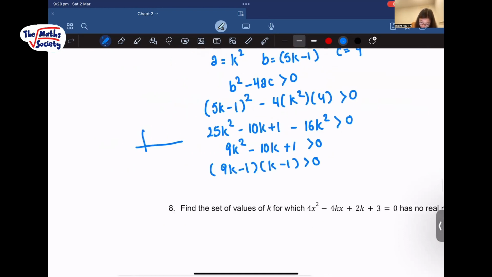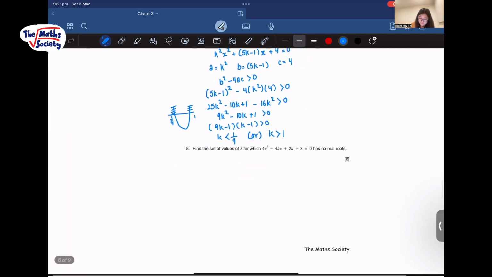So you'll have 1 by 9, and then 1. And because it's greater than 0, we'll take the regions up. So k has to be less than 1 by 9, or k has to be greater than 1. Yeah, so we now got the values for k.